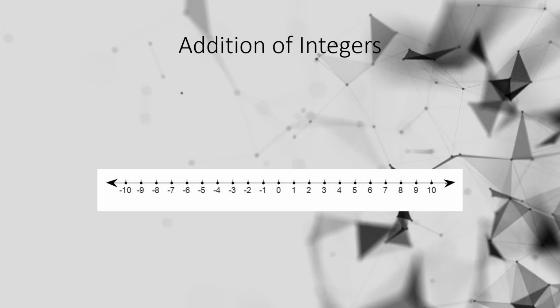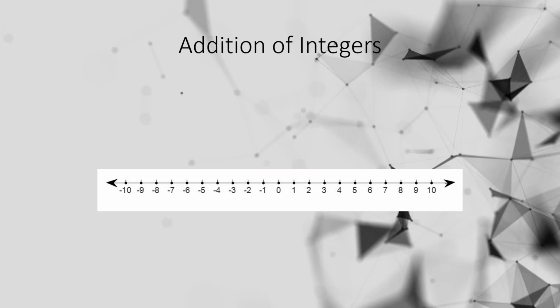Now let's add a negative number. Let's try 3 plus minus 4. Start at 3 and since we are adding a negative number, we move 4 steps to the left. 3 plus minus 4 equals minus 1.